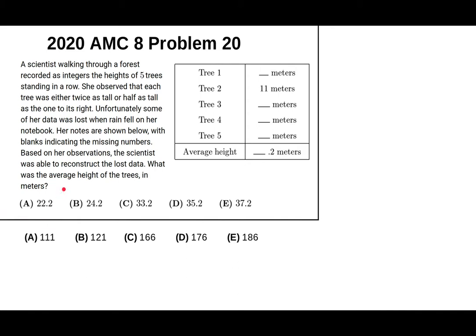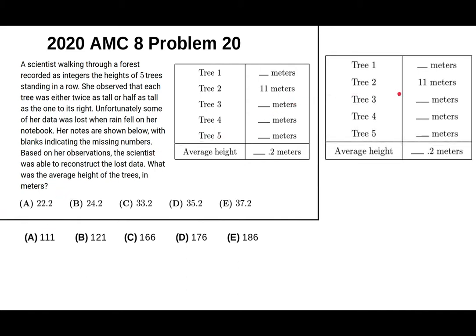Okay, now, this is the diagram over here. We know that tree 1 has to be 22. It can't be 5.5. It can only be 22. The reason that I said it was only 5.5 or 22 is that she observed that each tree was either twice as tall or half as tall as the one to its right.